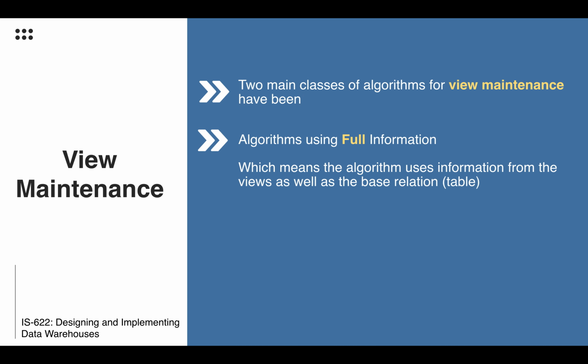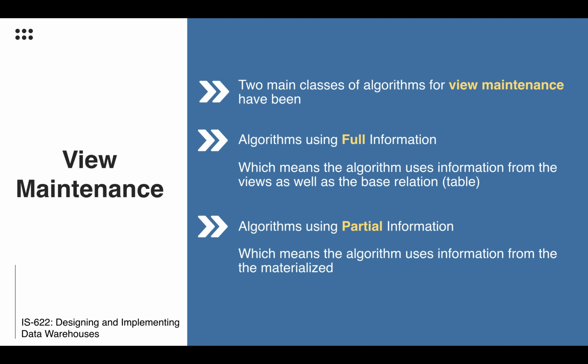So there are some algorithms which try to improve the performance, and we are going to learn that today. The other type of algorithm is called partial algorithms, which use partial information. In partial information, they don't go to the base table. They just use the information from the view itself and information from the things that were added or removed. It never goes to the base tables. So these are the 2 basic types of operations involved in view maintenance.